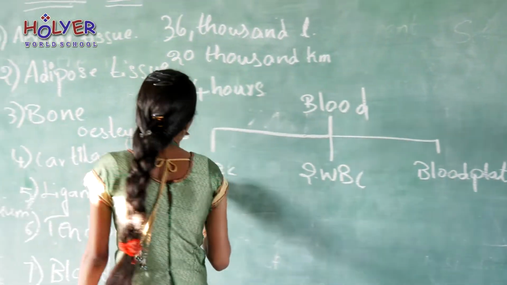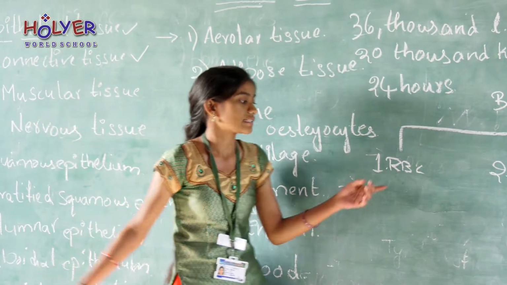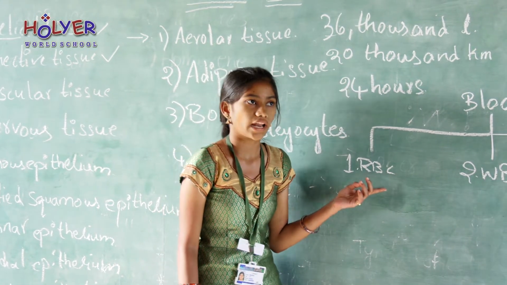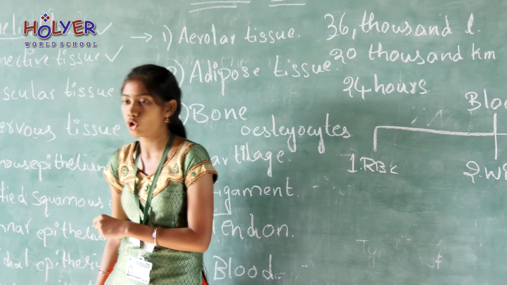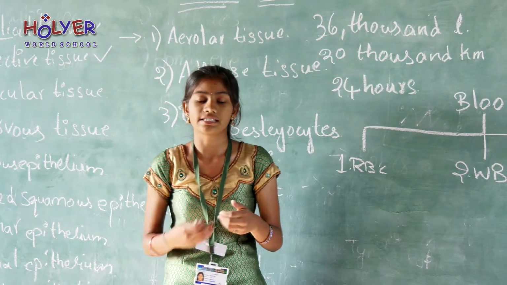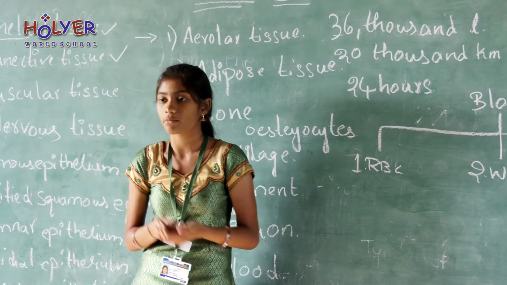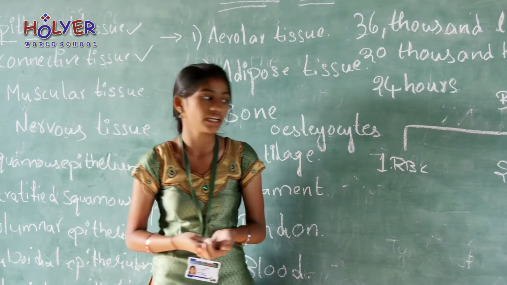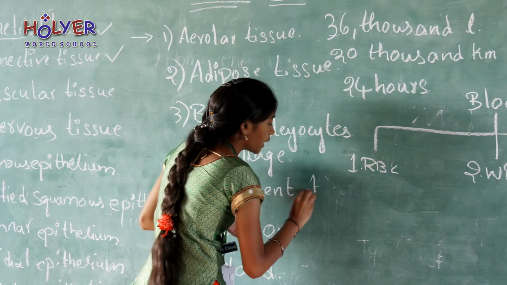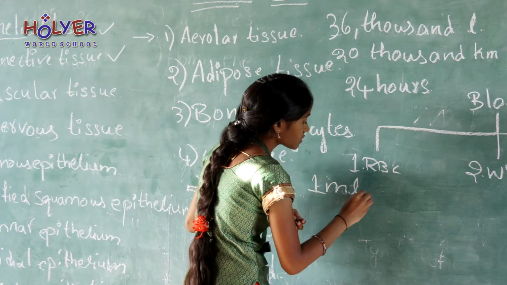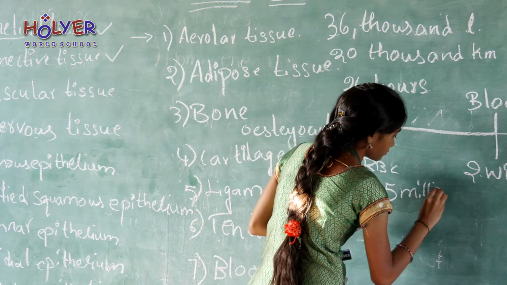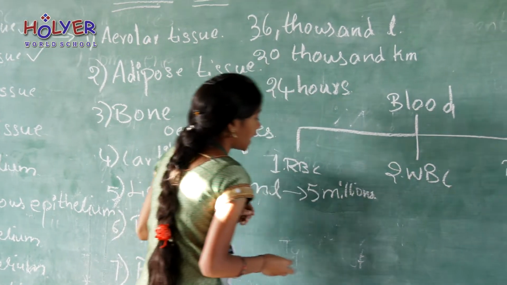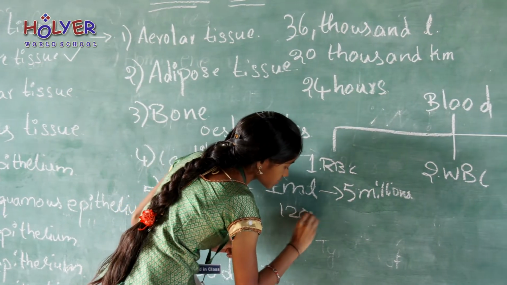Here, the first type is RBC, also known as red blood cells or erythrocytes, because they are red in color due to the presence of hemoglobin. This hemoglobin is responsible for transportation of carbon dioxide and oxygen in our body. Nearly 1 milliliter of blood contains 5 million red blood cells, which live for 120 days.